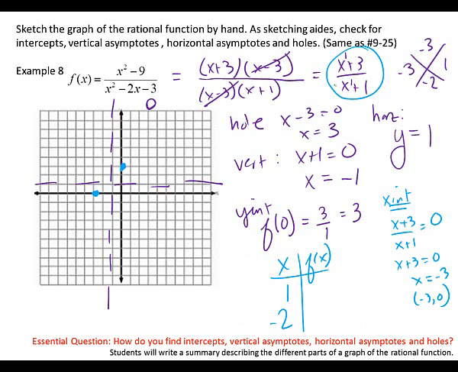All right, let's check it. So we put in a 1. What's 1 plus 3? 4. 1 plus 1 is 2. So I have to plot 1, 2. Yes. So out 1, up 2.